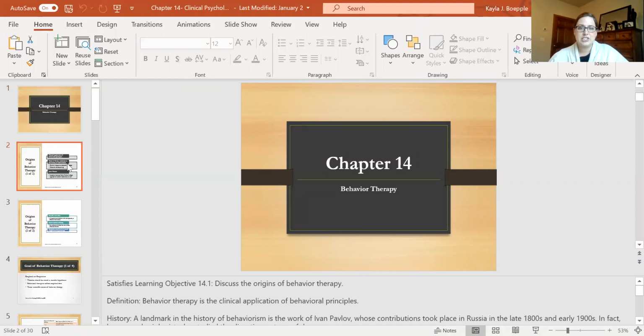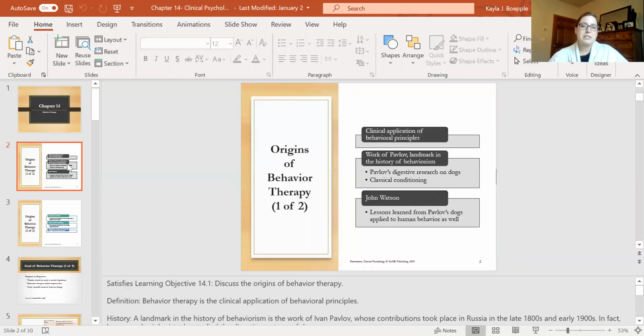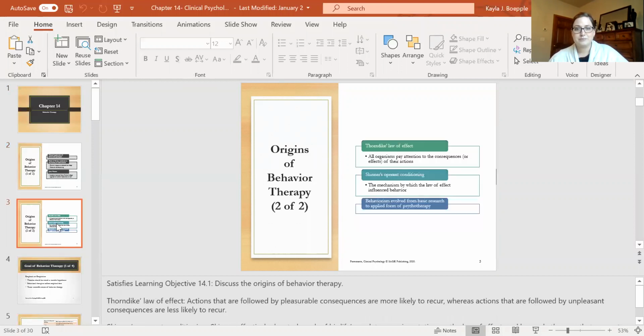So let's get started. When we're talking about classical conditioning, we're often talking about Pavlov and his dogs. I hope you all know that experiment by this point in time. If you don't, let me know and we can go through that a little further. And then we also talk about Thorndike and Skinner when we're talking about operant types of conditioning.